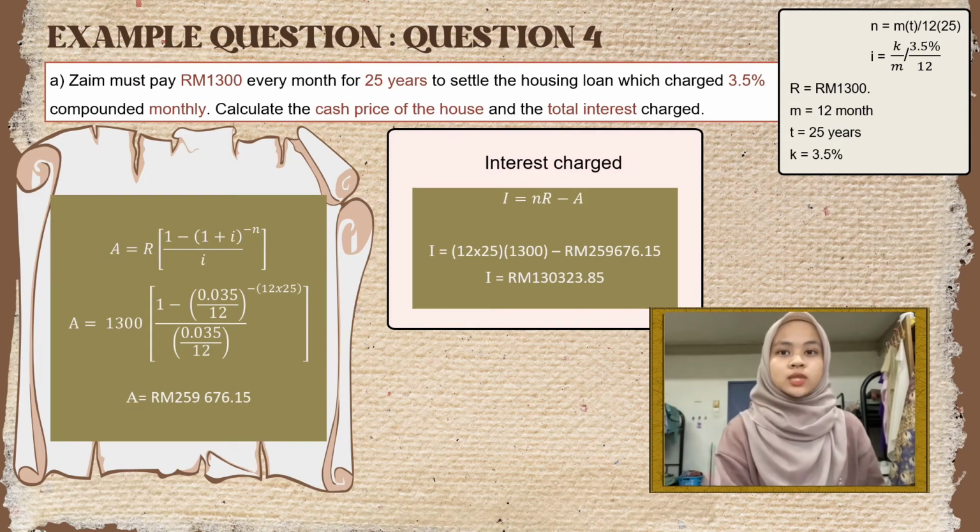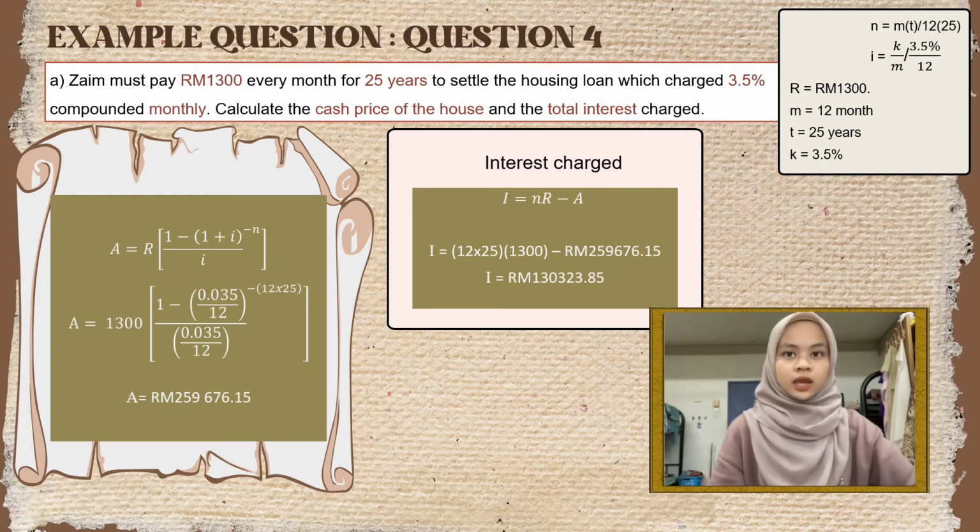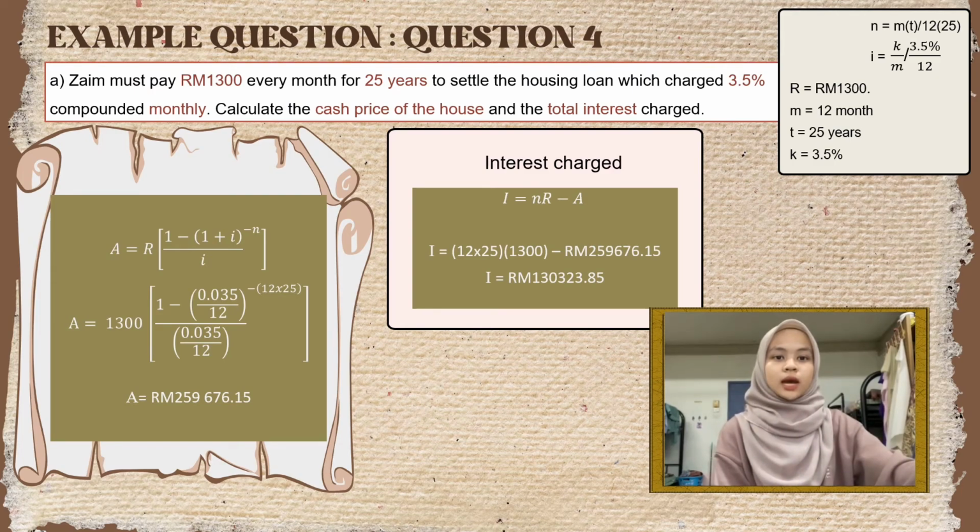Next, we are going to find the interest charged. The formula used is I = nR − A, which is (12 × 25) × 300 minus RM 59,676.50. So the answer would be RM 30,323.85.